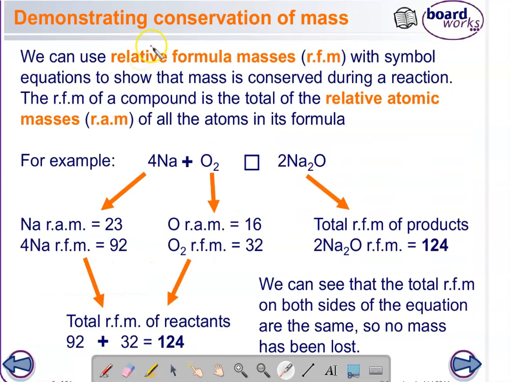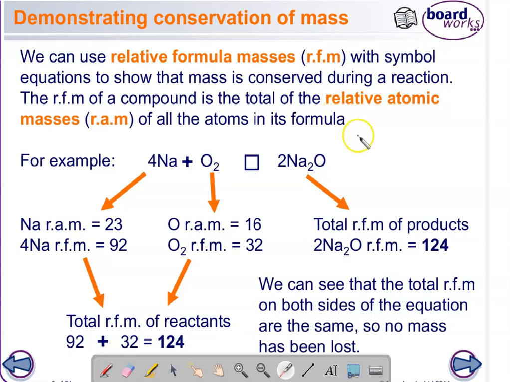Now, how do we demonstrate conservation of mass? You can be given an equation and asked to demonstrate that mass has been conserved in that particular reaction. How do you do that? We can use relative formula masses with simple equations to show that mass is conserved during a reaction. The RFM, or the relative formula mass of a compound, is the total of the relative atomic masses of all the atoms in its formula.